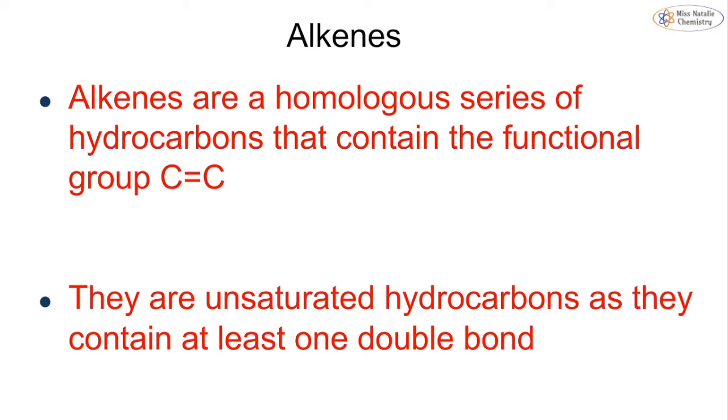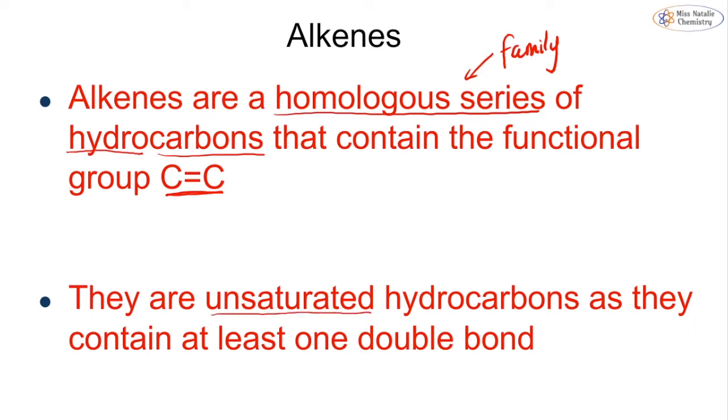So alkenes are a homologous series of hydrocarbons, and remember, a homologous series is another word for a family, meaning that they have the same general formula, they show trends in their physical properties, and they are also sharing the same chemical properties. And they are hydrocarbons, meaning they are hydrogen and carbon only, and they contain this functional group of a carbon-to-carbon double bond. This is what makes them different from the alkanes, and because they contain this double bond, we call them unsaturated.